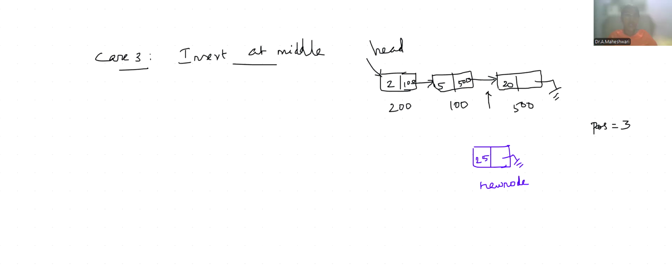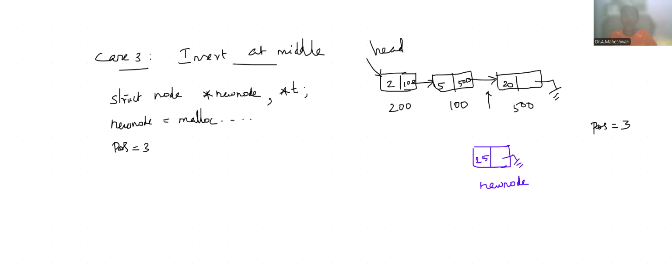Okay, so we'll start with the structure. Struct node. The first one is your new node, followed by the traversing pointer. Then allocate space also. You have to get the value for your position also. Use some scanf statement, you can get it. Here I have simply taken position is equal to 3.